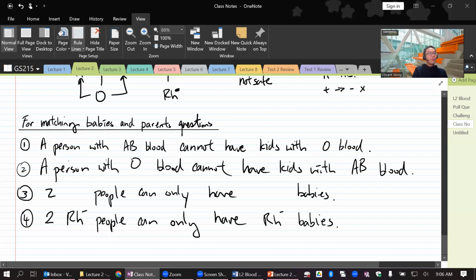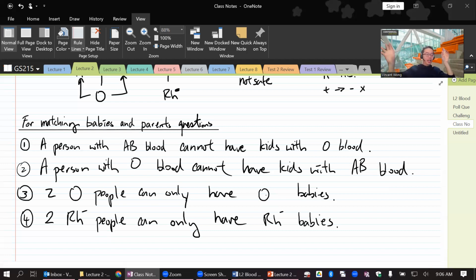Emma said two O people can only have O babies. That's right. That's the one I'm looking for. If the parents are type O, that means they're little i, and then the whole family will be little i, because that's the only thing that could pass on.